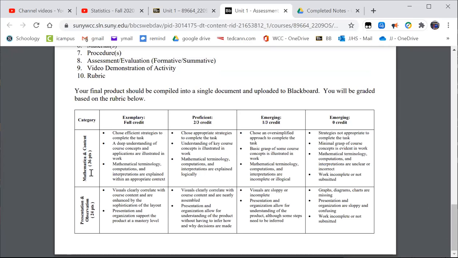I think it's pretty straightforward in terms of what I'm looking for here. Efficient strategies to complete the task, deep understanding of the course. Some of it's straightforward, but some of it's a little subjective. But in the exemplary categories, if you're detailed and very explicit in your explanations, you don't cut corners, then you can expect all those points, right? I don't go looking to take the points away. You just don't give me a reason to take them away, and you're fine.